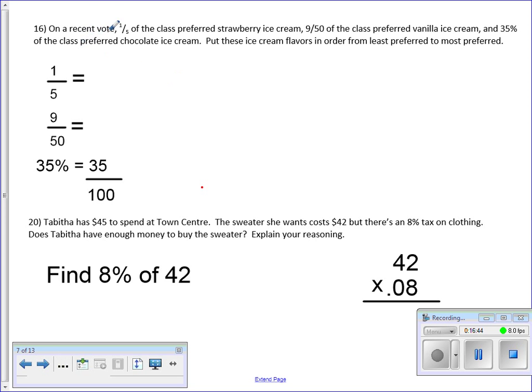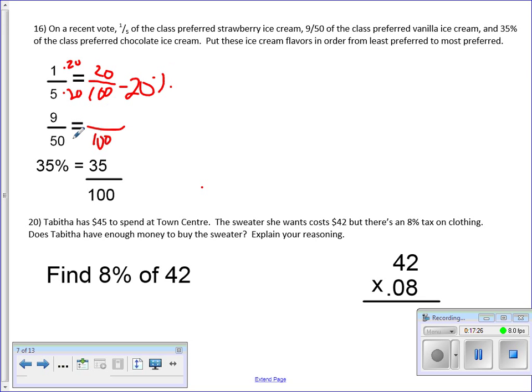On a recent vote, 1/5 of the class preferred strawberry ice cream, 9/50 preferred vanilla, and 35% preferred chocolate. We'll put these ice cream flavors in order from least preferred to most preferred. My strategy here is I was going to change everything to a percent, a percent out of 100. 5 times 20 is 100. So 1 times 20 is 20. So 1/5, 1 out of every 5, means 20% of the kids preferred strawberry.